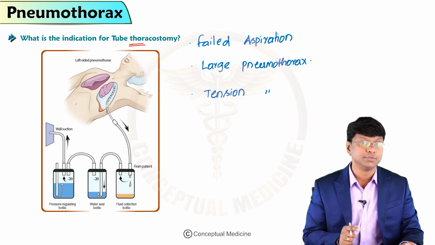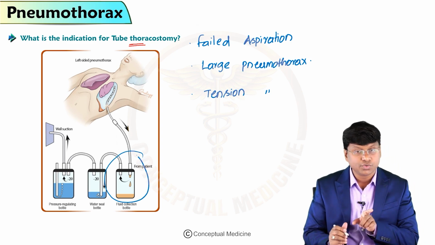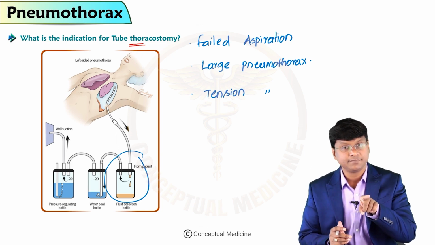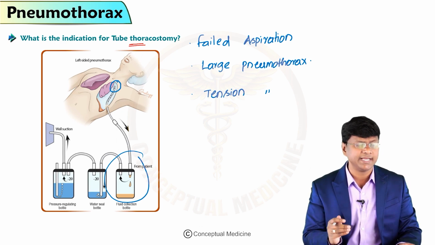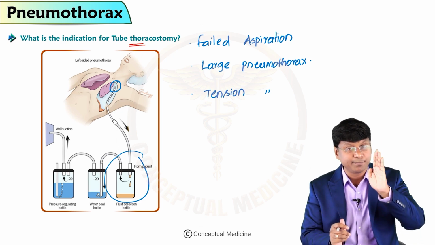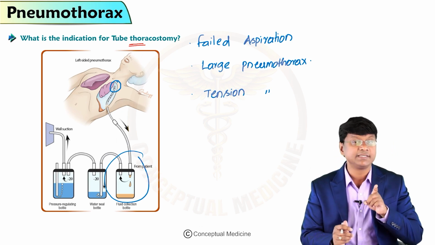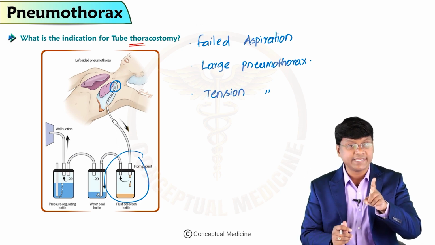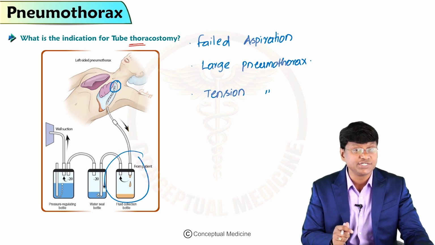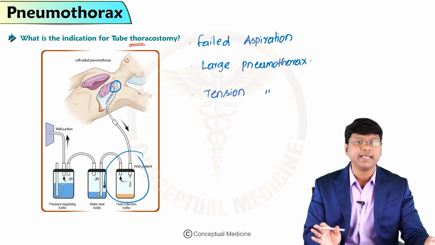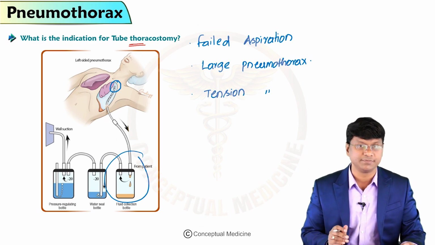So, a chest tube is placed with underwater seal drainage. One end of the chest tube is placed in the pleura, and that too at the upper part of the pleura, because air has a low density. It goes and accumulates in the upper part. That is why you have to progress the chest tube to the upper part of the pleura. The chest tube is placed under water seal and suction is applied until the lung expands. So, that is about the tube thoracostomy.